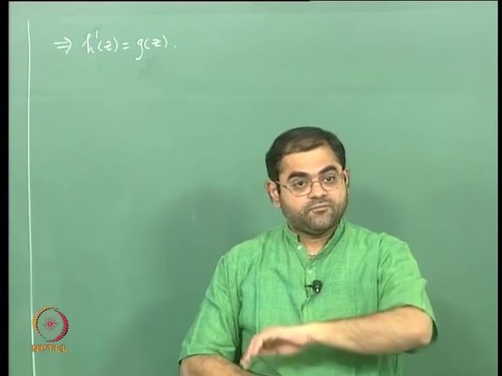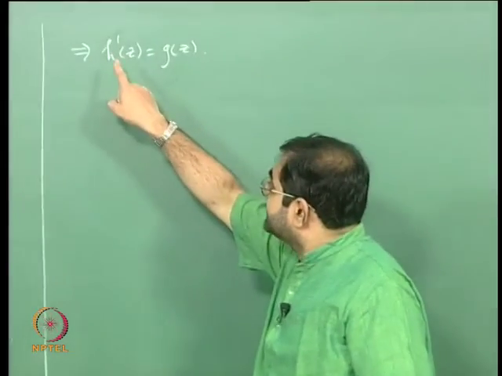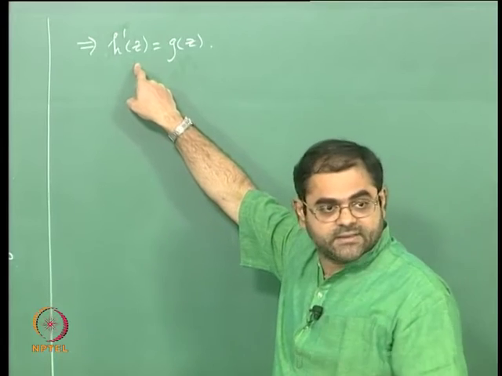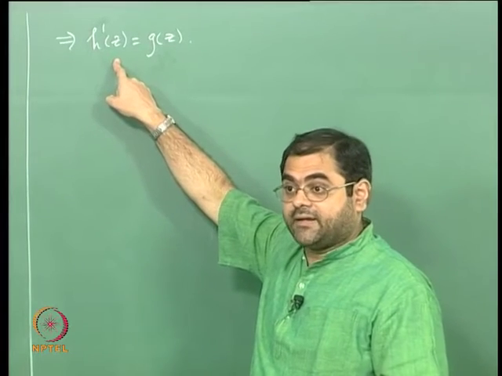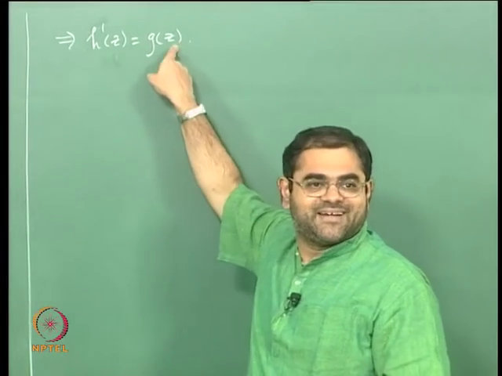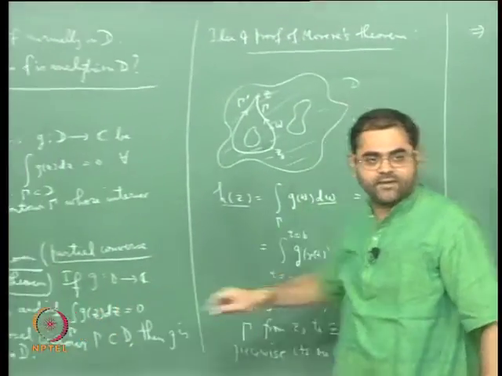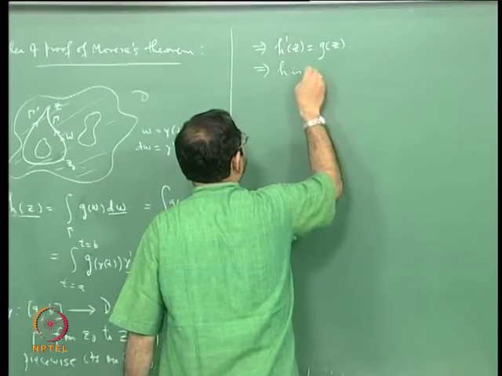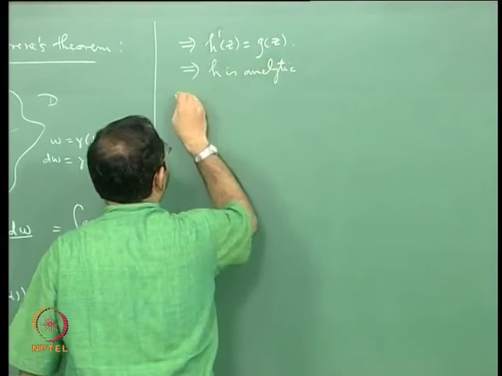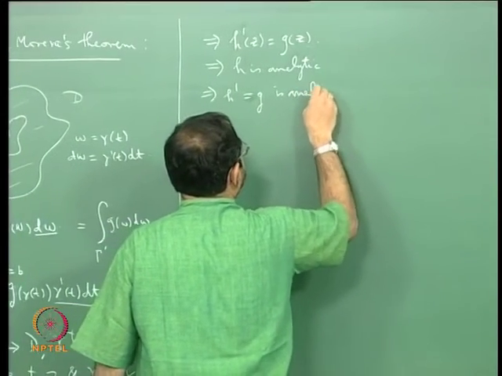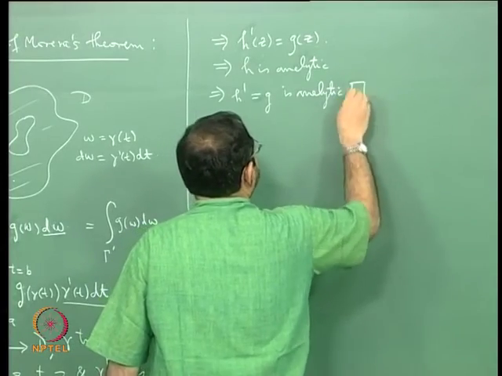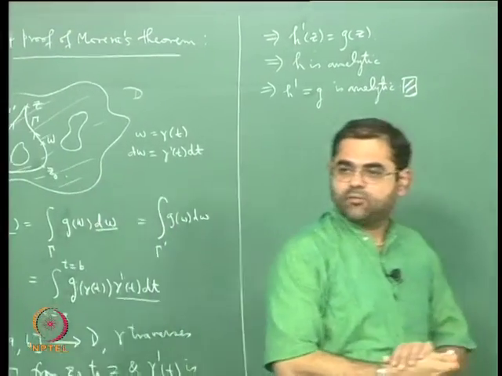But you know one thing: if a function is analytic, then all derivatives exist, and the derivatives are also analytic. Therefore, this equation in one go tells you that not only is h analytic because it's differentiable once everywhere, but because it is analytic, its derivative is also analytic, and that will tell you that g is analytic, and that's how you prove Morera's theorem. So this implies h is analytic, and that implies h dash is analytic. h dash is g, so g is analytic. That is the sketch of the proof. That's how Morera's theorem is proved.